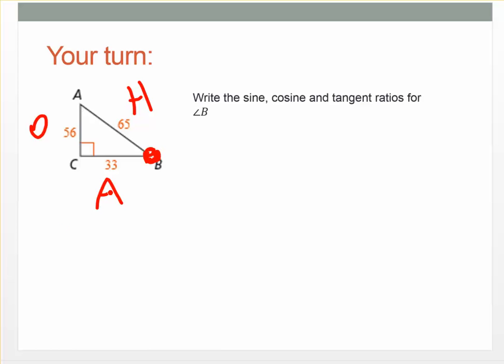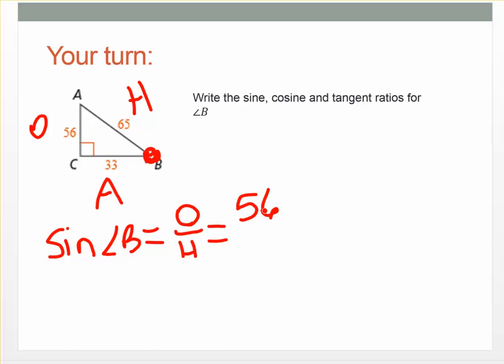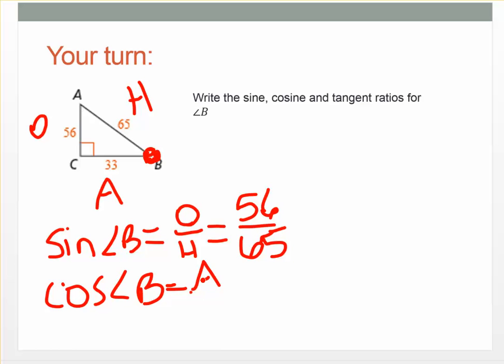Now the sine of angle B is going to be opposite over hypotenuse, which turns out to be 56 divided by 65. I don't think you can reduce that, so we are okay to leave it just as it is. The cosine of angle B equals the adjacent over the hypotenuse. Remember, came a-hoppin'. So adjacent is 33, and the hypotenuse is 65. Again, I don't think we can reduce.